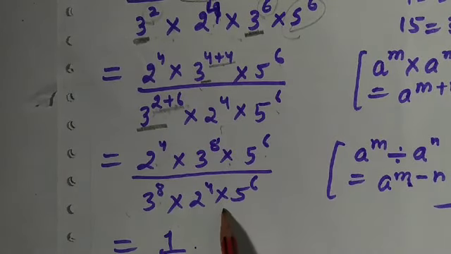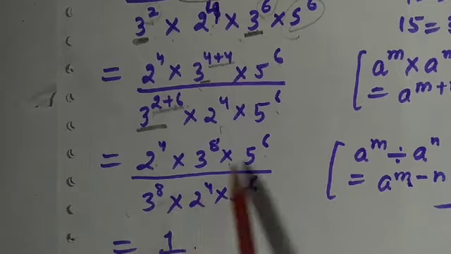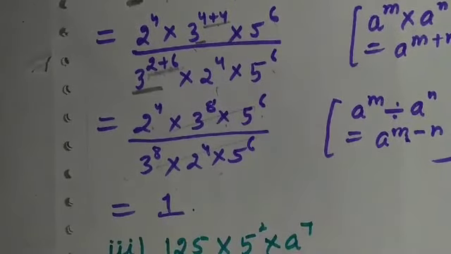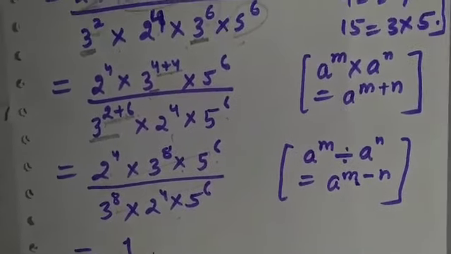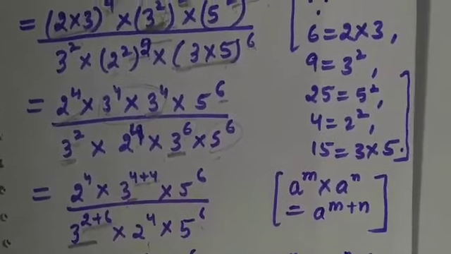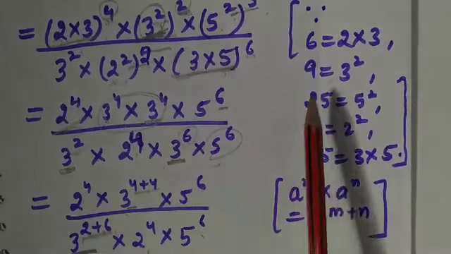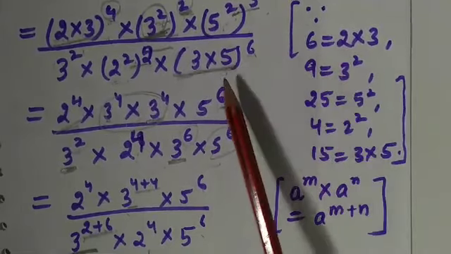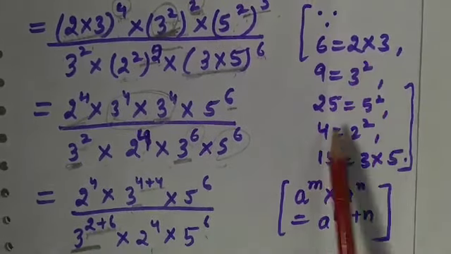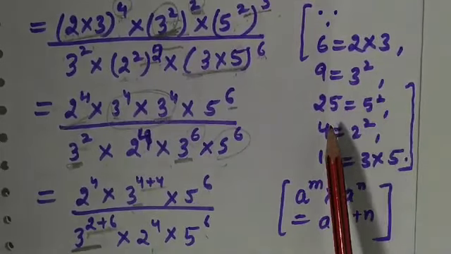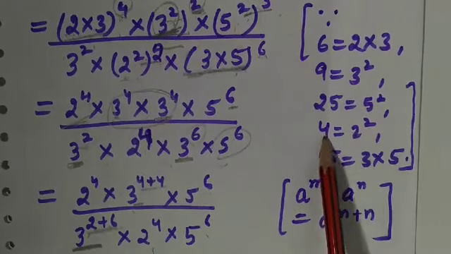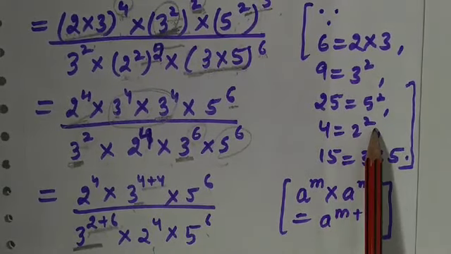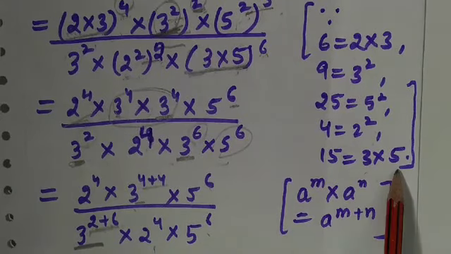Now numerator and denominator both are same, they get cancelled and the answer is 1. Okay, which laws have we applied? We have just written these composite numbers: 6 I have written 2 into 3, 9 I have written 3 raised to the power 2, 25 I have written 5 raised to the power 2, 4 I have written 2 raised to the power 2, and 15 I have written 3 into 5.